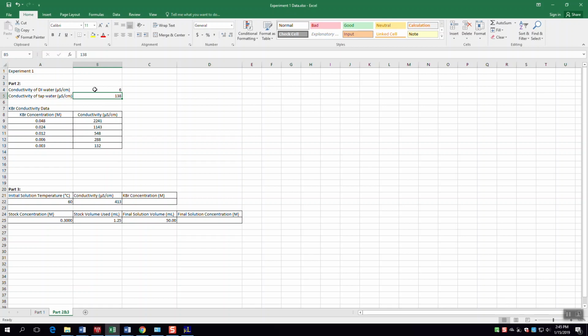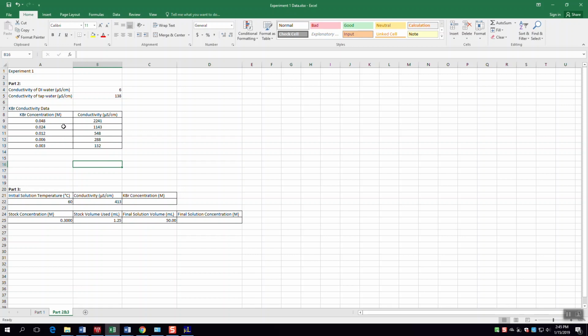I've already gone ahead and entered the conductivity of my DI and tap water that we just measured, as well as the conductivities and concentrations of the solutions that Colin and I are using with the potassium bromide solution, because again, we're using the KBr and not the NaCl that you'll be using in class. So, what we need to do is create our calibration curve from this data.